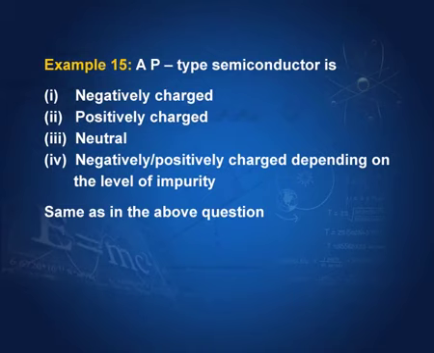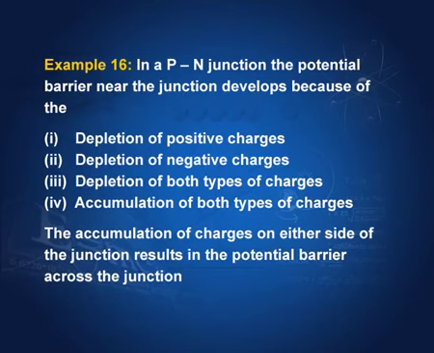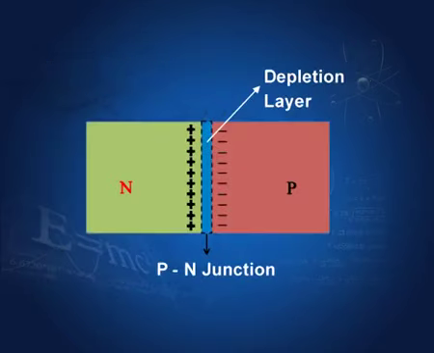And similarly about the p type semiconductor, here the charge carriers are holes, but the overall p type semiconductor piece is neutral. In a p-n junction, the potential barrier near the junction develops because of the depletion of positive charges, depletion of negative charges, depletion of both types of charges, or accumulation of both types of charges. I hope you know the answer, but let me explain.